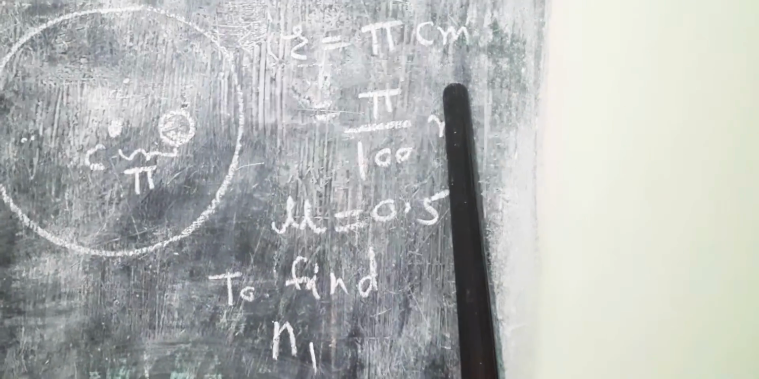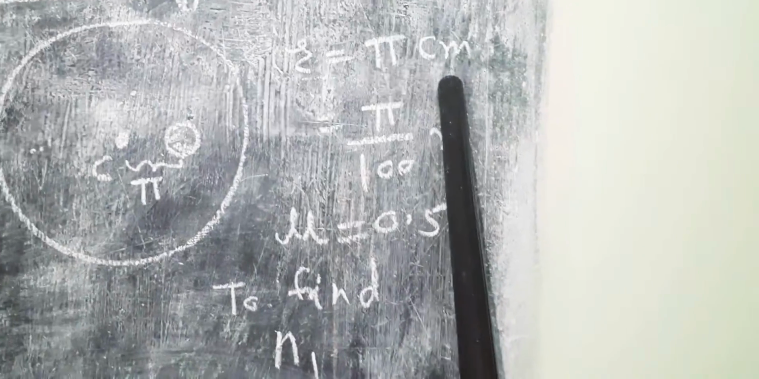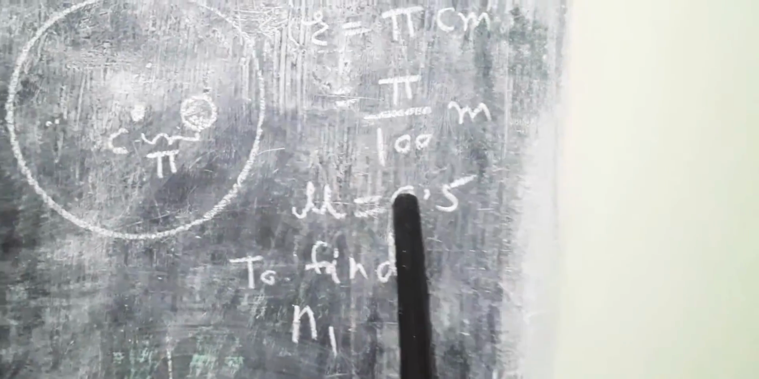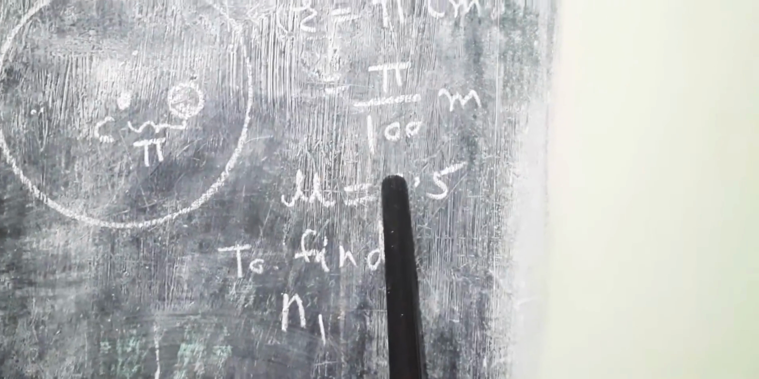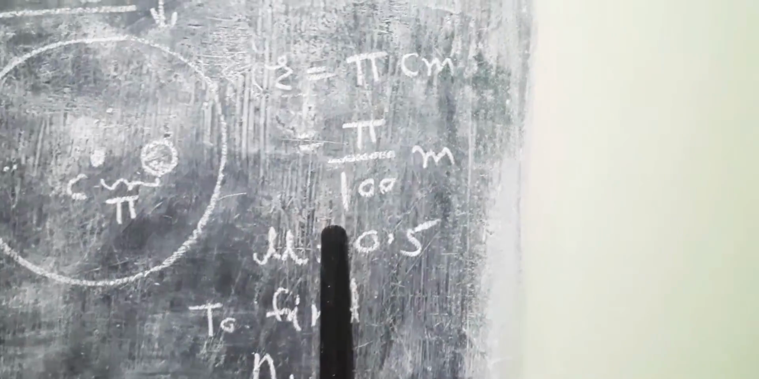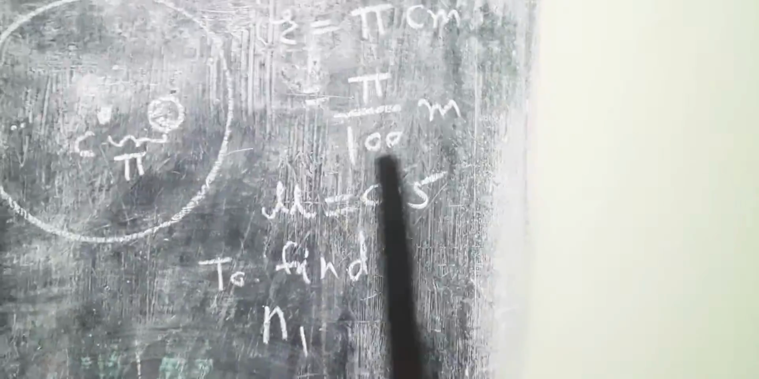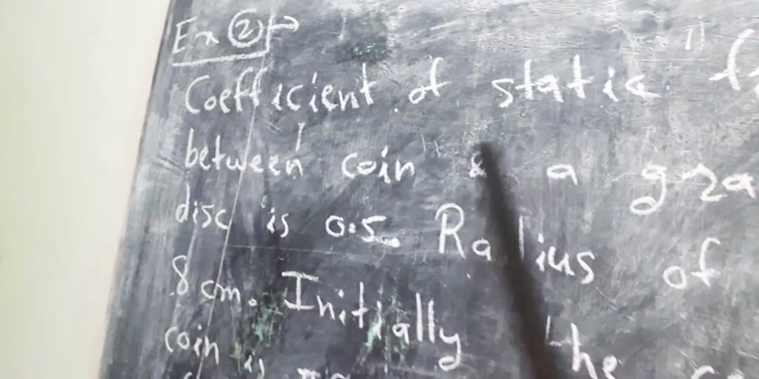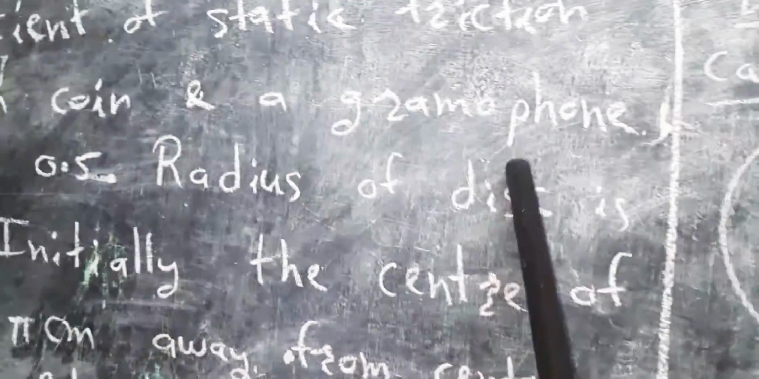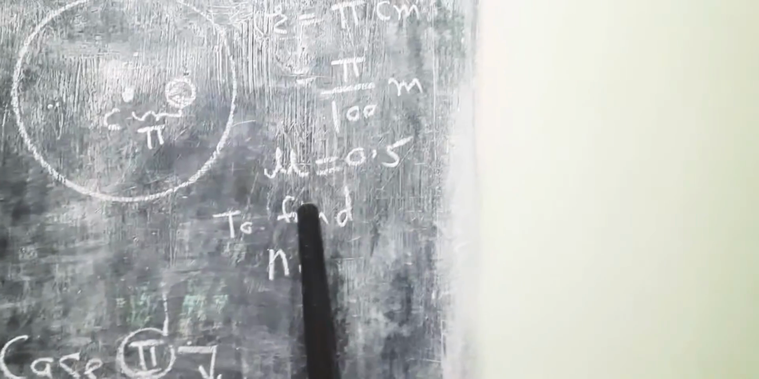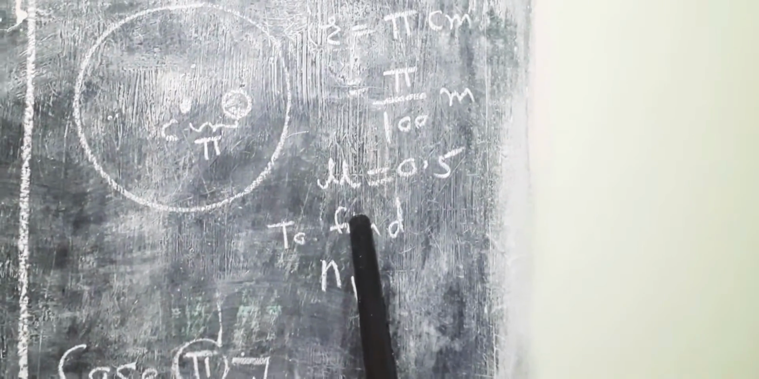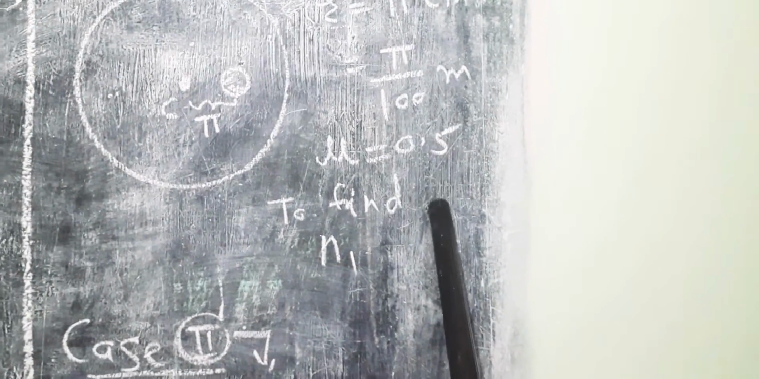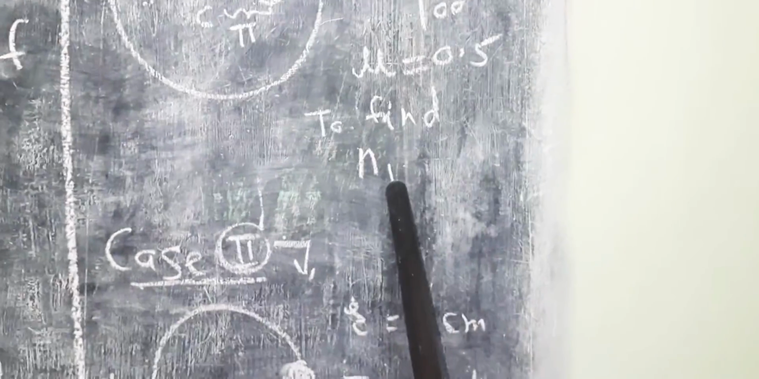Always convert in terms of SI system. So centimeter means 1 upon 100 meter. So divide this pi by 100. What we get is in meter. So r is equal to pi upon 100 meter. We are given mu, coefficient of static friction. Coefficient of static friction between coin and gramophone disc is 0.5. So mu indicates the symbol for coefficient of static friction, that means 0.5.